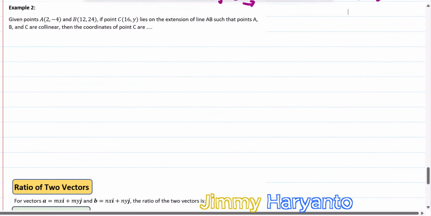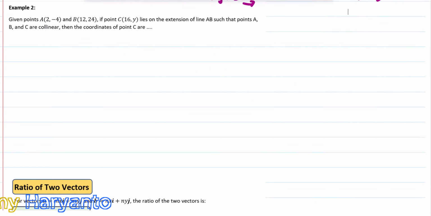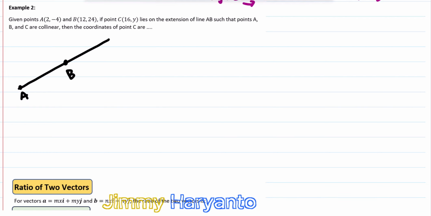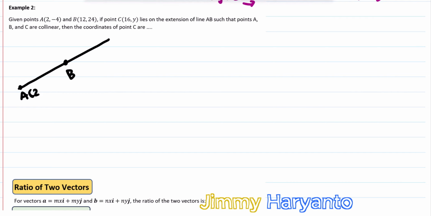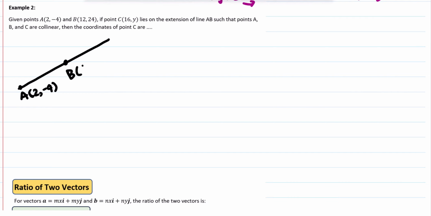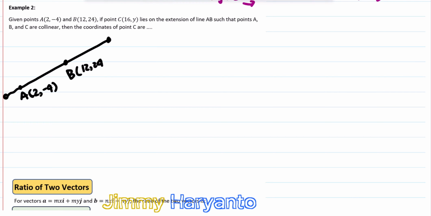Next, example 2. For example 2, I will give you an example: if the point C lies on the extension. So let's draw a little bit. We have A right here, and then B right there, and then C is on the extension of line AB. So A equals (2, -4), B is (12, 24). When the question says the extension of AB, you have to know which side C is on, either this side or that side.